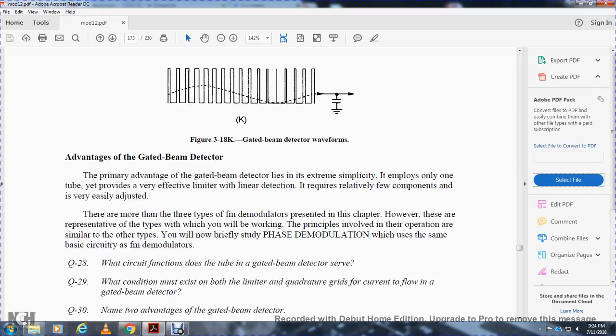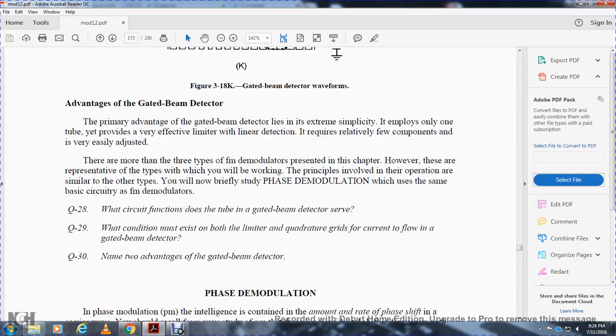There are more than three types of demodulators presented in this chapter. However, they are representative types, and the principles involved in their operation are similar to those of the other types. You will now briefly study phase modulation, which uses the same basic circuitry as the frequency modulator and demodulators.